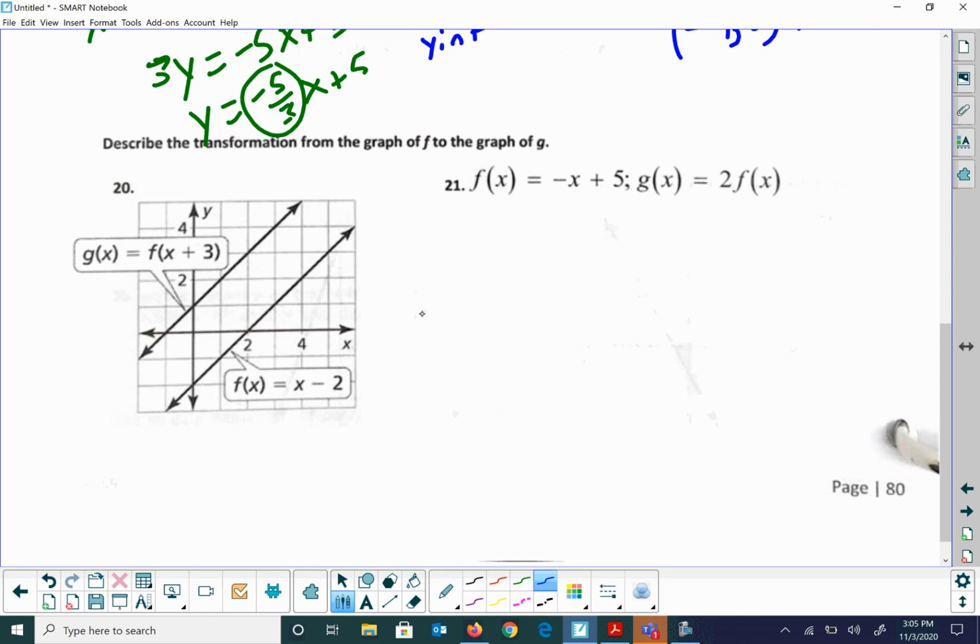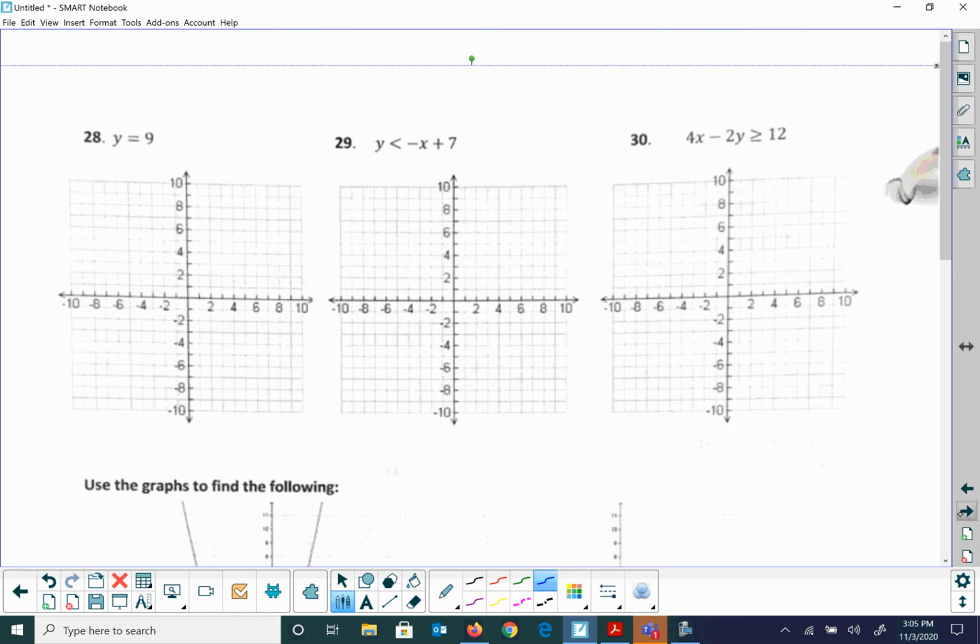Okay, describe the transformation. We're going to skip this. All right, so y equals 9. That's a horizontal line going through 9, just like that.